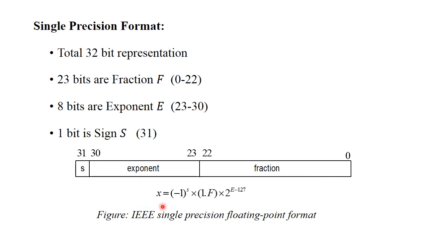For the conversion purpose, we are going to make use of this particular formula. X is equal to -1 to the power of s, s represents the sign bit, multiplied with 1.f, this f represents the fraction, multiplied with 2 to the power of e minus 127, where e represents the exponent part.